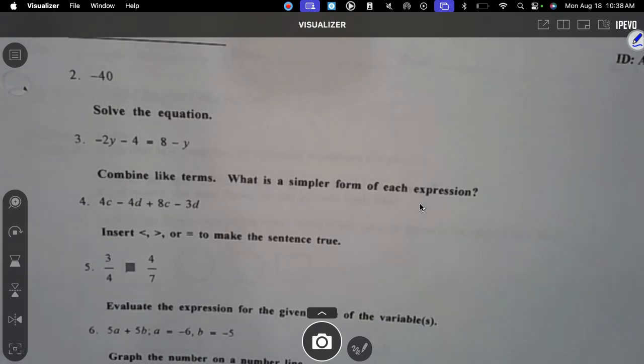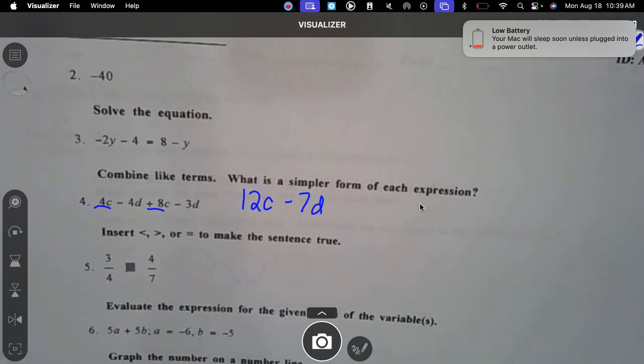Let's do number 4. Is number 4 the one that's on there? Yes, it is. It says combine like terms. So what are alike? What is 4C plus 8C? 12C. Okay, what else? What is negative 4D minus 3D? Negative 7D. That's my answer. Do y'all understand that? It told you combine like terms. When you read that, that means put the things that are alike together. You're not solving it. It doesn't even say solve it. It just says combine your like terms.